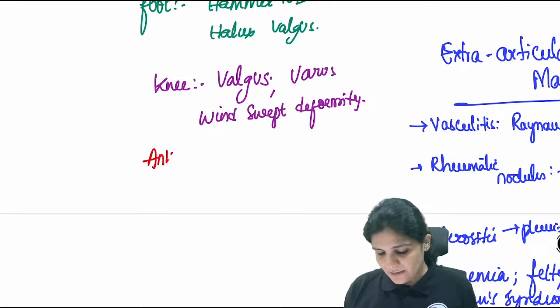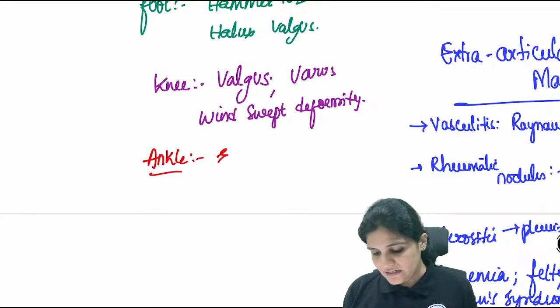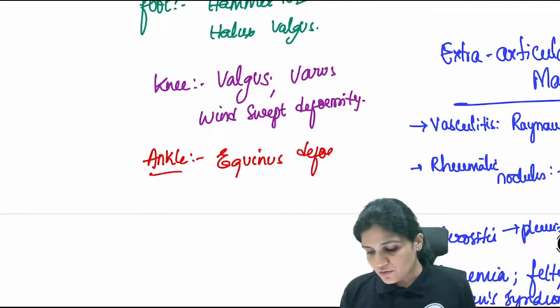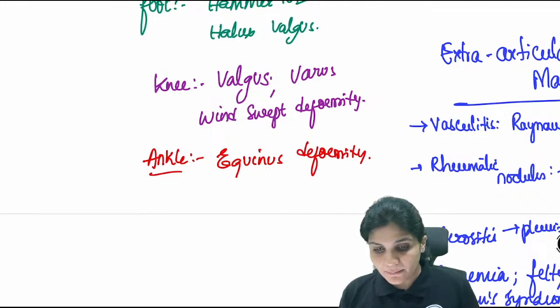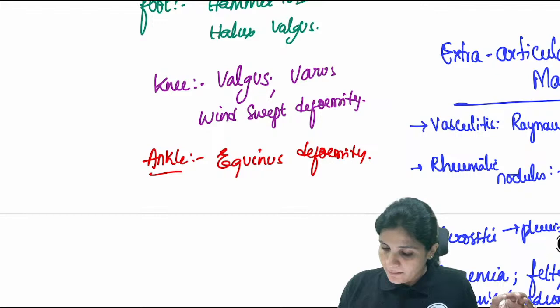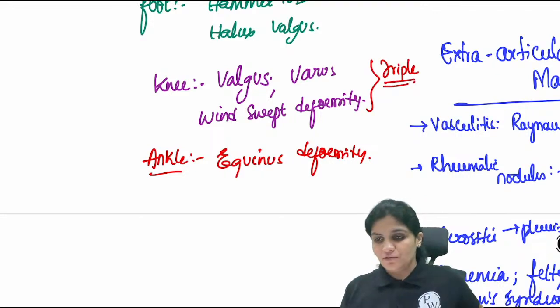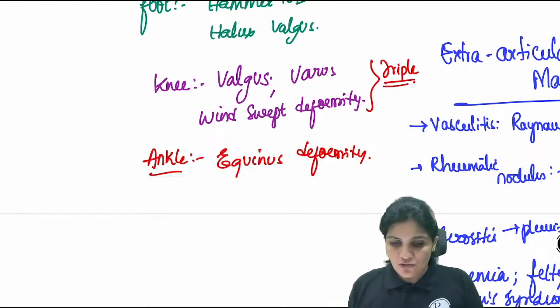In ankle, sometimes you can see your equinus deformity, right? So these are the deformities which you have to remember, right? And in knee also, remember there will be a triple deformity seen. So these are the deformities.